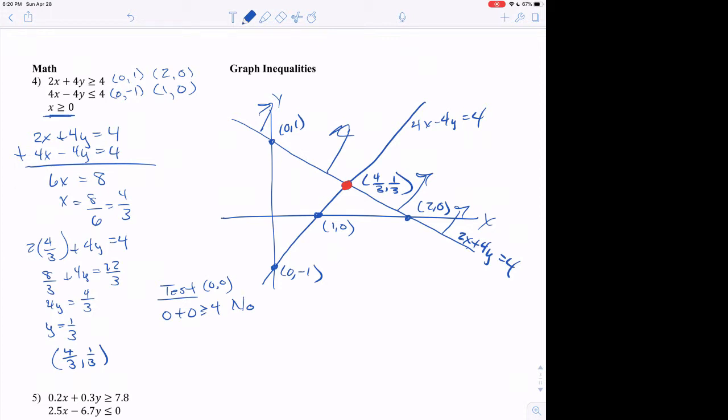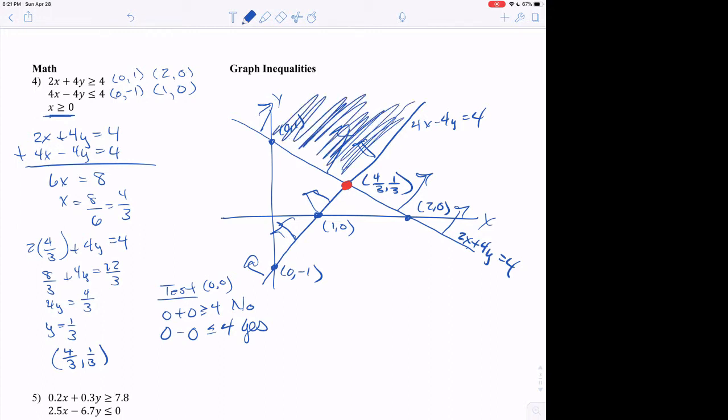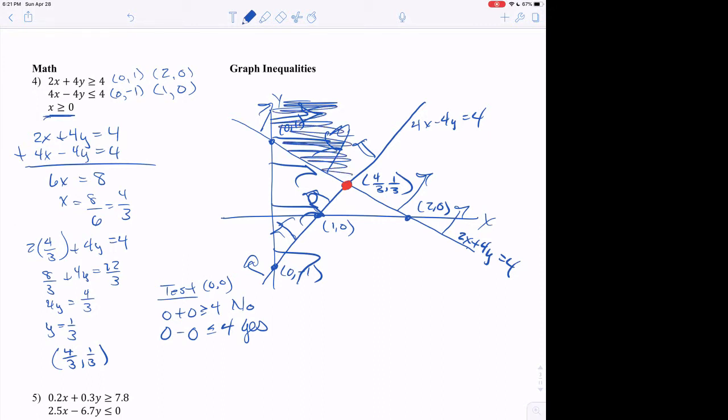Okay, and here I have 0 minus 0 is less than or equal to 4, so that means yes. So in this line, everything goes towards 0, 0. All right, so my answer is going to be this region right here, but hold on, I want to erase this. But I also have the fact that I'm greater than 0. So I also have this going into the play, that I'm going greater than 0 because x is greater than 0. So I'm really only in this little part right here.